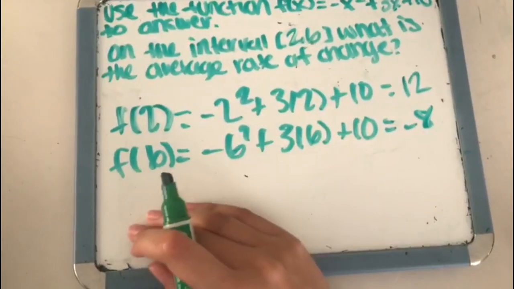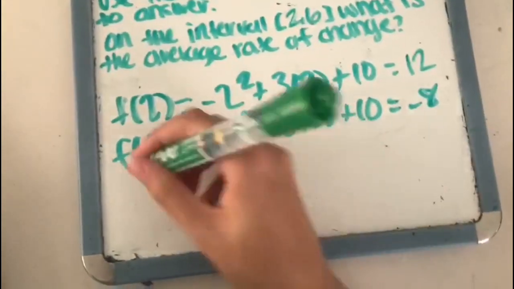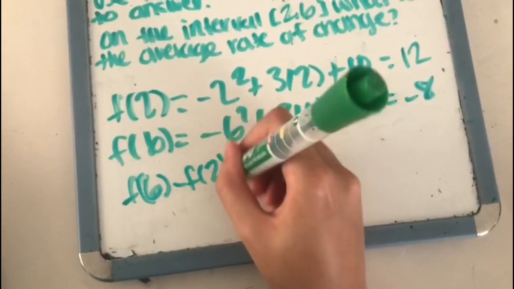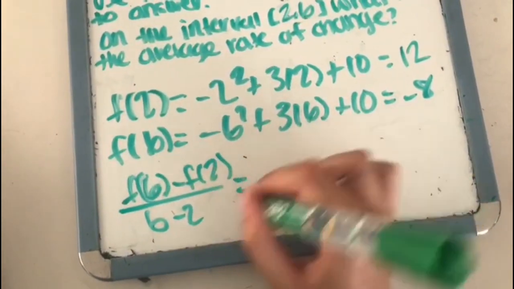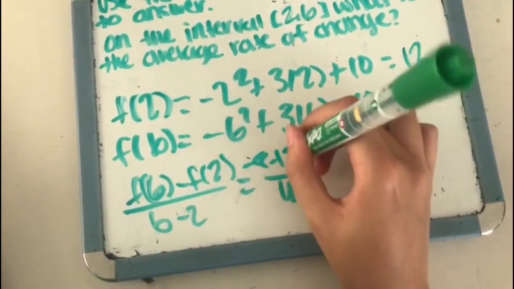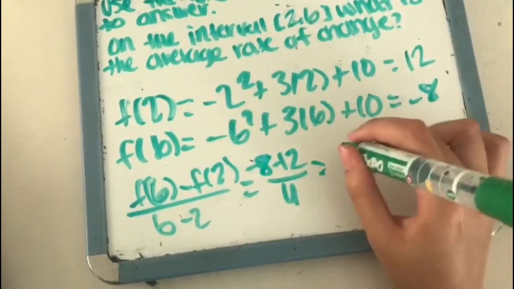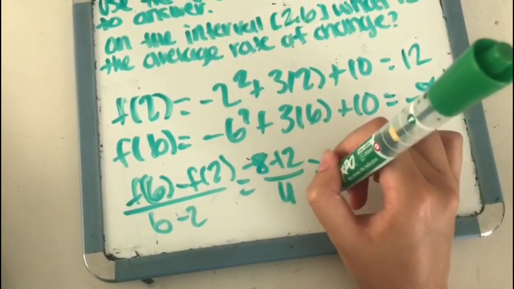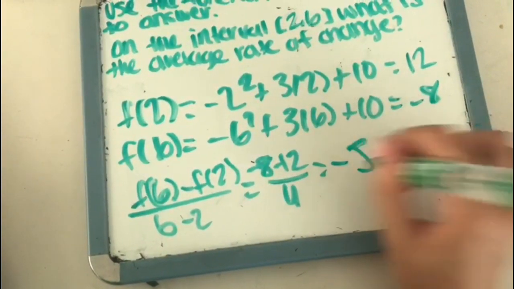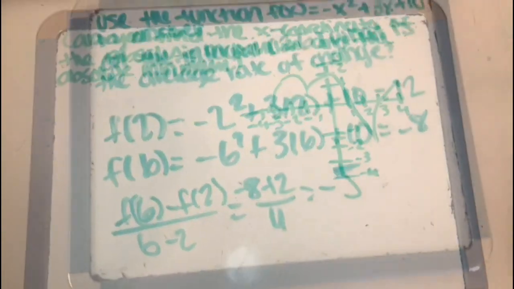Yes. Now, let's use the formula. So let's use f of 6 minus f of 2, over 6 minus 2. 6 minus 2 is 4. And then we have negative 8 minus 12, and negative 8 minus 12 together would be negative 5. Okay, and this is your answer for this problem.